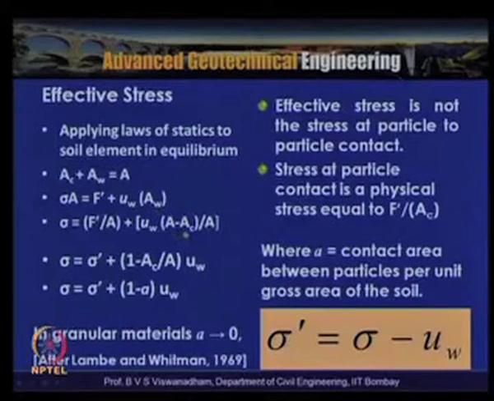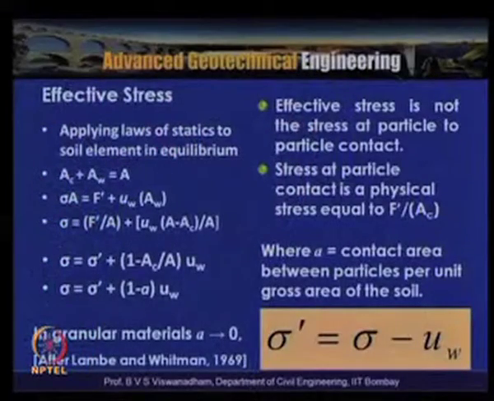We can write A minus AC as the area of the water, that is the area occupied by the pore water, which is nothing but A minus AC. So, I can write UW into A minus AC by A. So, sigma is equal to sigma dash plus 1 minus AC by A into UW. So, I can write here sigma dash plus 1 minus a into UW is equal to sigma. Here a is nothing but the contact area between the particles per unit gross area of the soil, that is, the ratio of contact area between the grains to the total area under consideration.